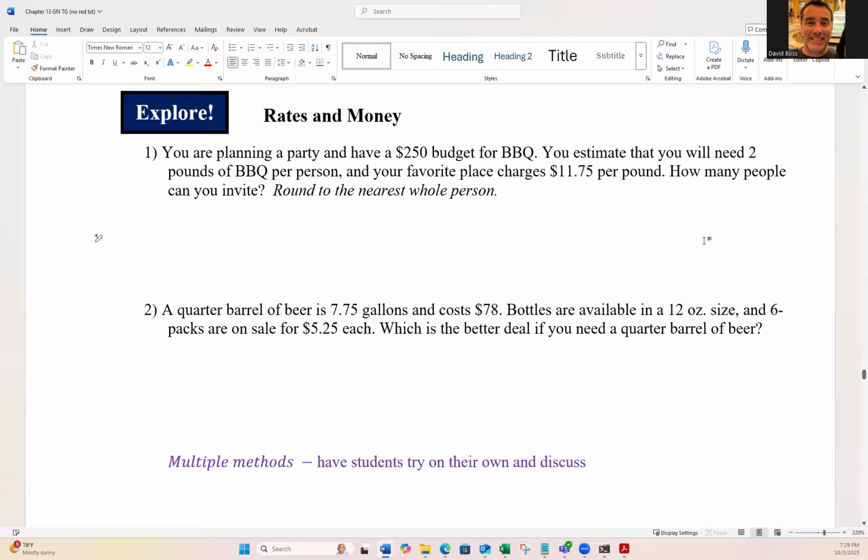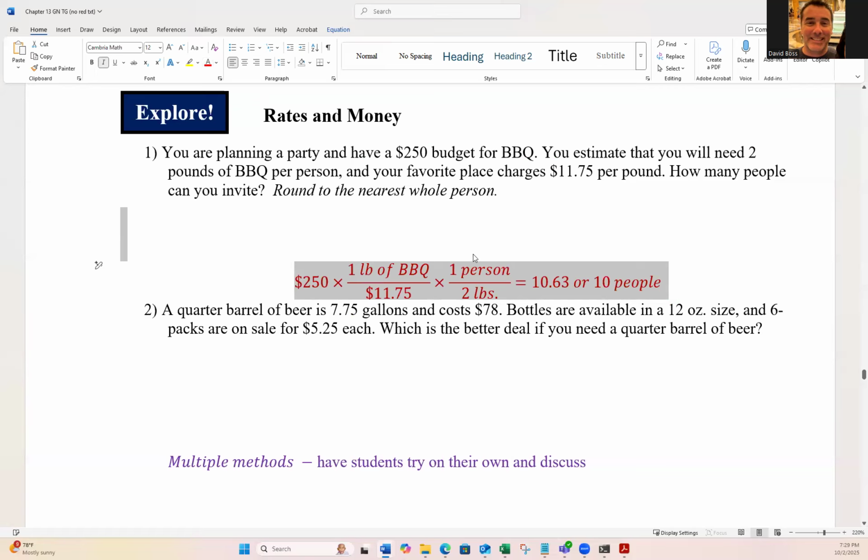All right, so this one, the end result, how many people? So we want person left. So person is the only thing we want left. And we want to start with our $250. All right, so this is where it's tricky. The dollars need to cancel out. So the dollar sign makes it a little tricky. It's probably easier to write $11.75. So the dollar signs cancel out.